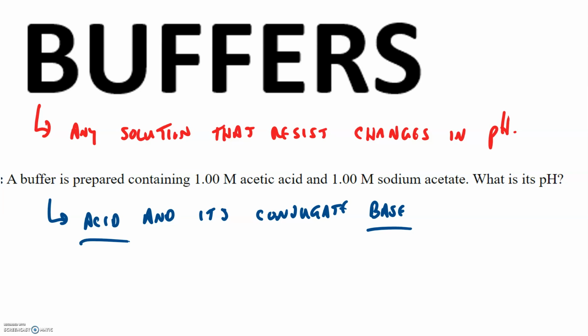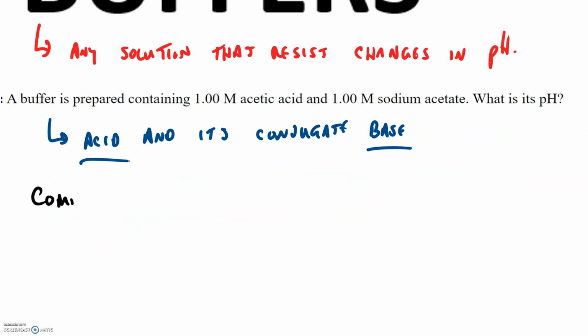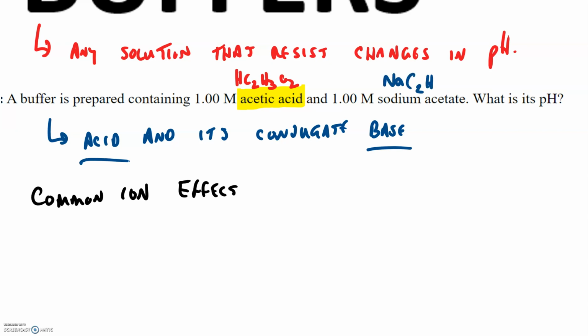And the first thing that we're going to look at is something called the common ion effect. And let's take a look at this problem where we have something called acetic acid. And acetic acid has a formula that looks like this, HC2H3O2, and something called sodium acetate, and that looks like this, sodium, and then of course the acetate ion. That's the common ion. And what happens is the common ion tends to neutralize itself.